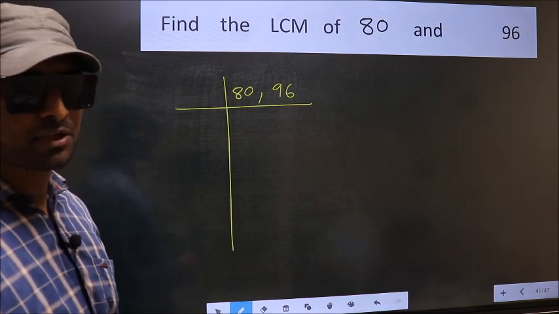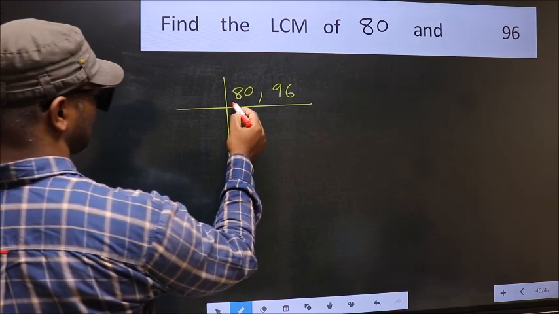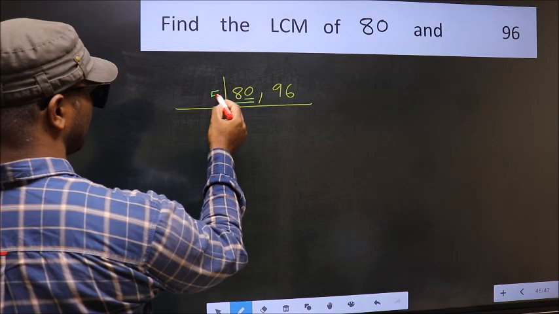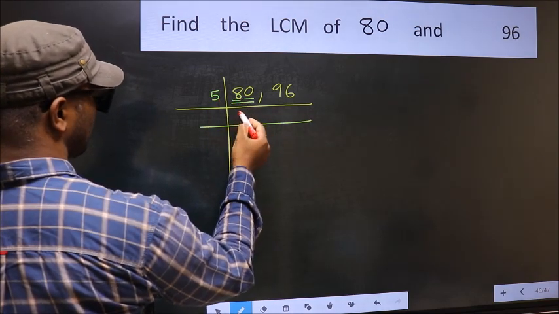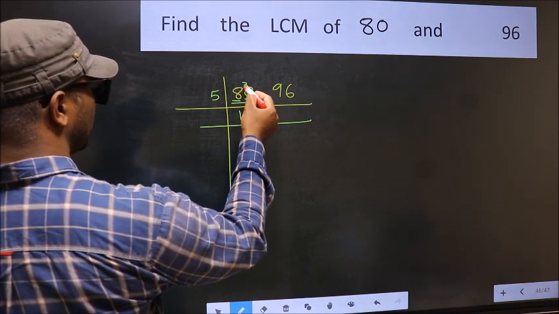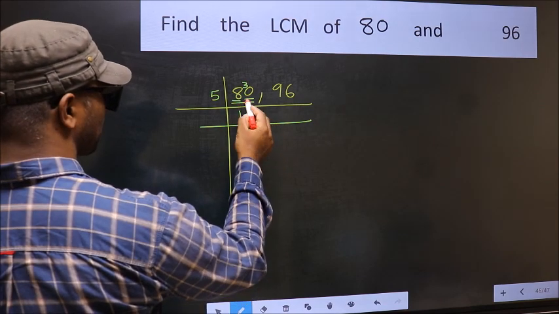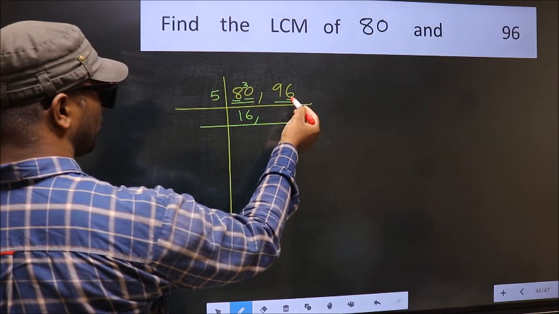Now you should focus on the first number, which is 80 here. In this number, the last digit is 0, so take 5. First number 8. A number close to 8 in the 5 table is 5 ones 5. 8 minus 5, 3, 3 carried forward, 30. When do we get 30 in the 5 table? 5, 6, 30.